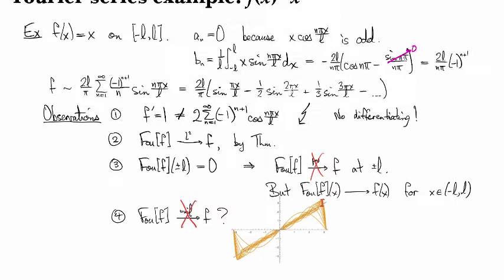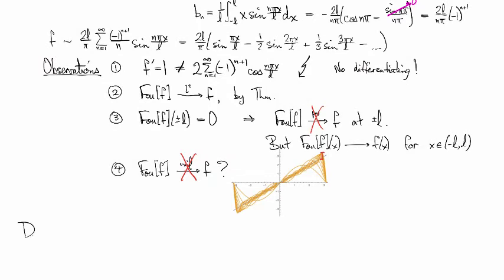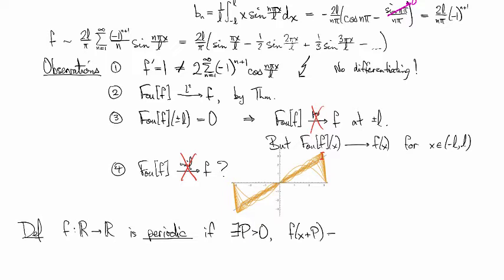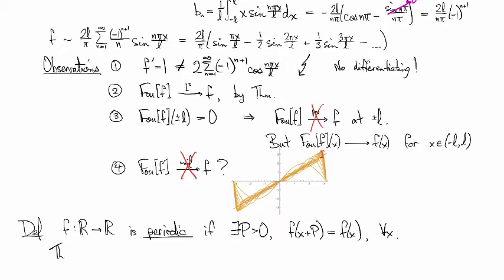So what's really going on here? Let's take a look under the hood. We say that a function on the real line is periodic if there exists some positive number p such that f of x plus p is equal to f of x for any x. And so that just tells you that if you shift the graph of f by p, then it matches up with itself again, right?